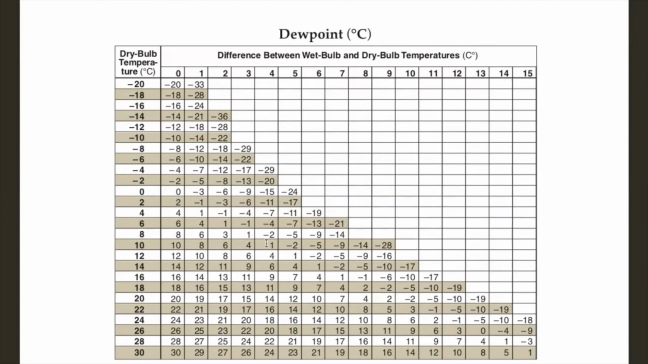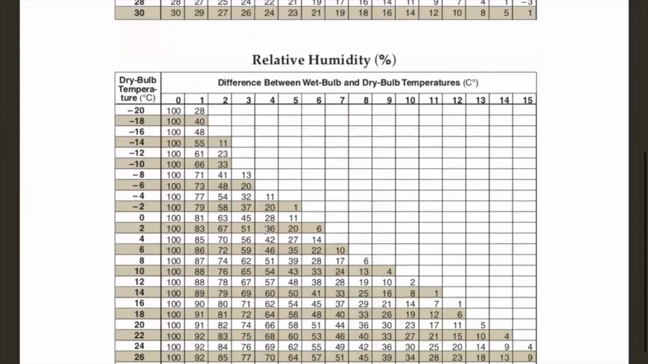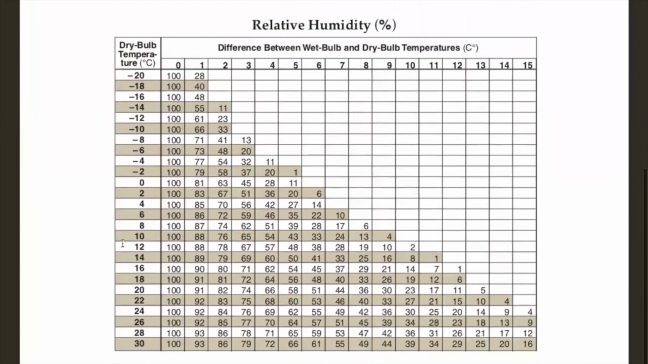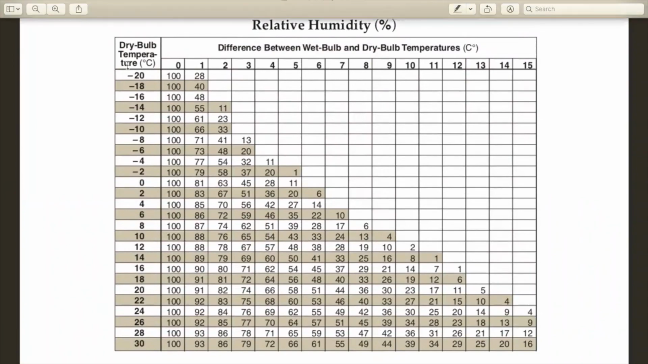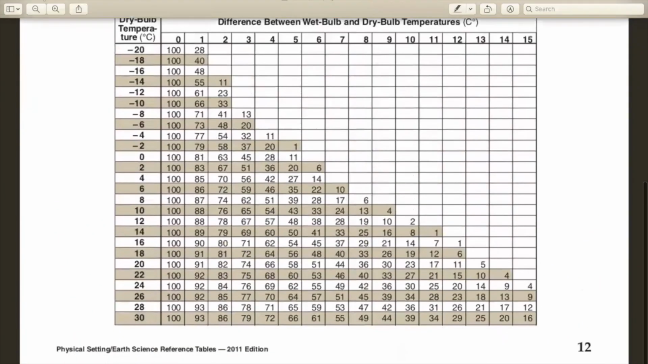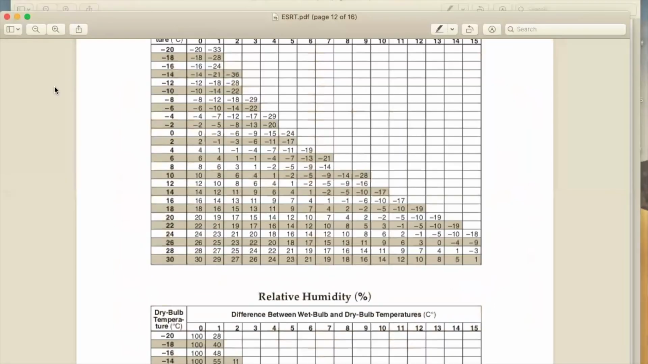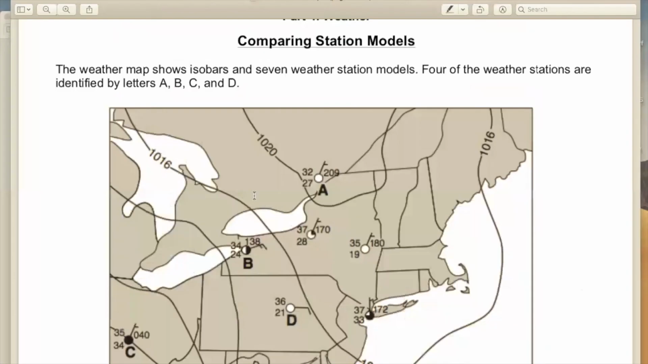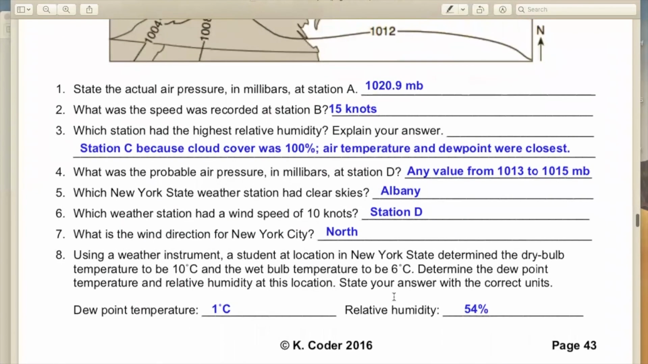Now you do the same exact thing here with relative humidity. You go to 10 because it's just your dry bulb. And then you go to your difference. 10 minus 6 is 4. You go down to where they meet and you get 54. So hopefully that's our answer. 1 and 54. Make sure you write them in the right spots, by the way. So 1 and 54%.